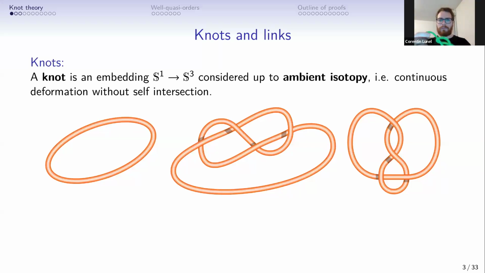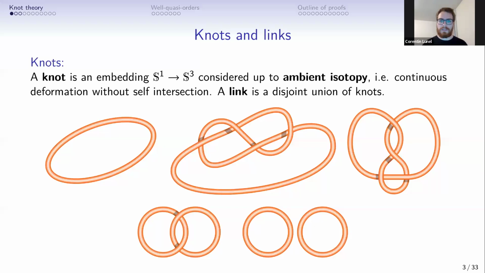So, for example, here is a figure-8 knot that I have here. It's also the figure-8 knot. And using continuous operations, I can distort it into this representation here. So this is also a figure-8 knot because they can be related by an ambient isotopy. And on the left, this is the simplest knot that you can get, a standard circle, which is called the unknot.